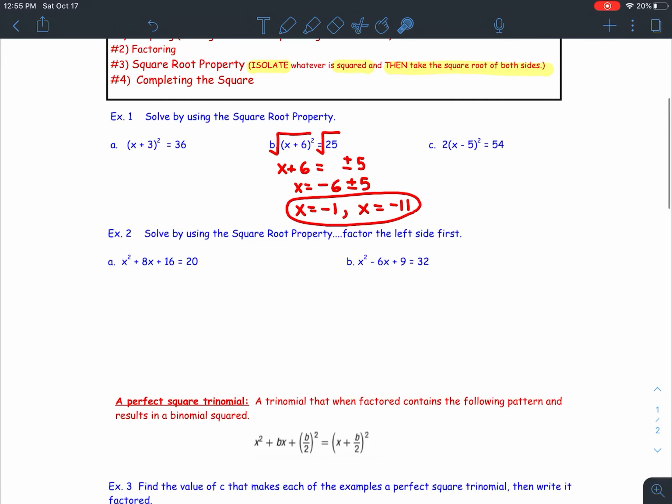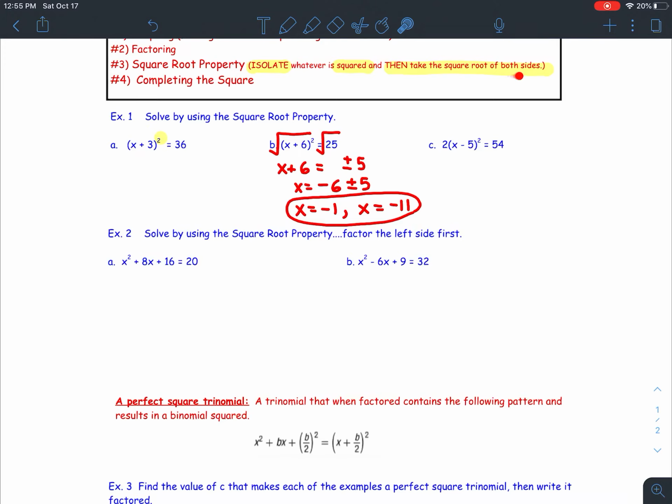In example 1, if you recall, I had highlighted this here: for the square root property, you're supposed to get by itself, that's what isolate means, whatever is being squared. As you look at this example, you can see the exponent 2 is right there. That means what's being squared is the x plus 3. So I want to make sure that the only thing on this left side is just the x plus 3, because that's what's being squared.